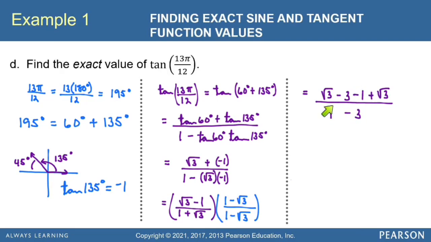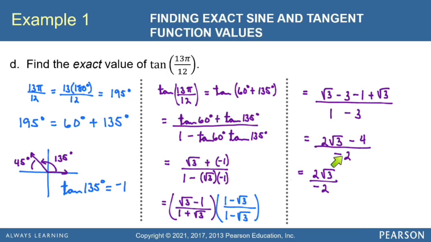Now let's combine like terms. 1 square root of 3 plus 1 square root of 3 is 2 square root of 3. For our two middle terms, minus 3 minus 1 gives us minus 4. And then in the denominator, 1 minus 3 is negative 2. Of course, this can be simplified, so to do that, we'll break this into two separate terms.